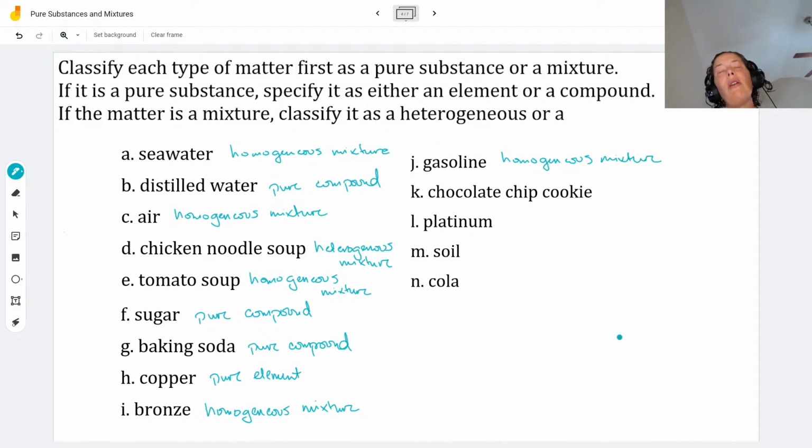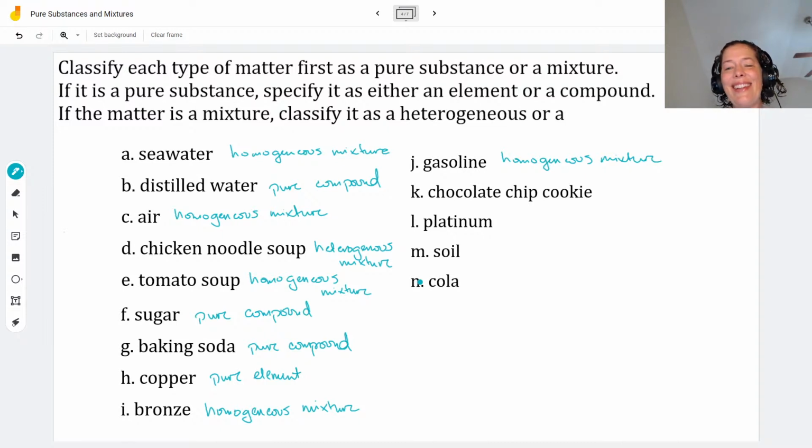But you could also think of gasoline as octane. And if you think of it as just pure octane, that would actually be a pure substance. But here in this problem, I'm assuming they mean gasoline like what you would put in your car. And it is a little tricky because you have to have some understanding of how crude oil is refined. But gasoline is actually a mixture of compounds. So, you know, TIL. All right, let's go on to K.